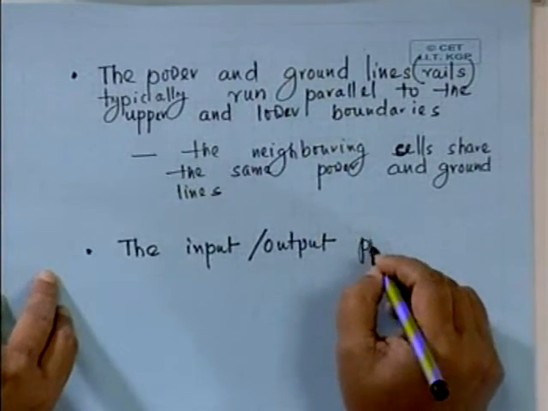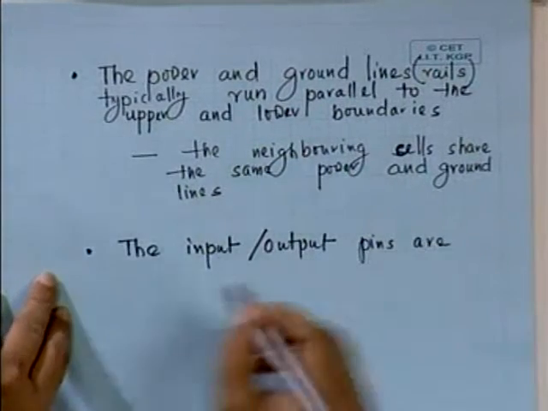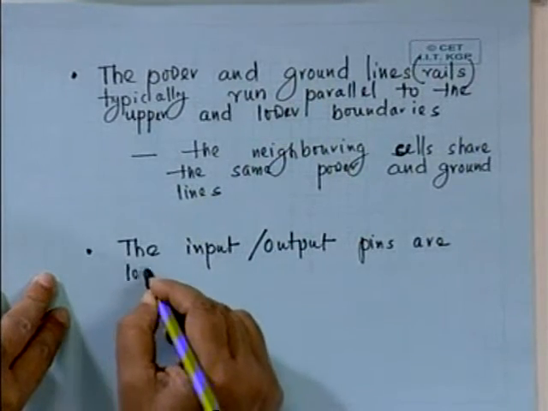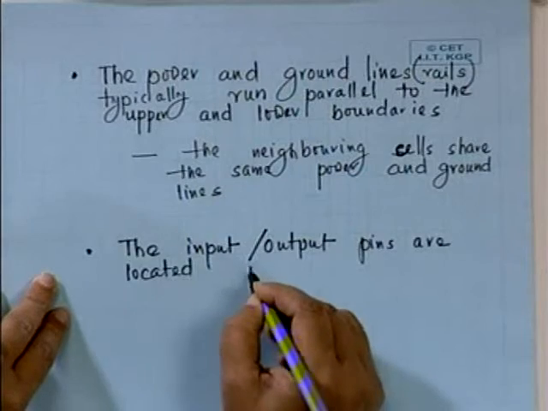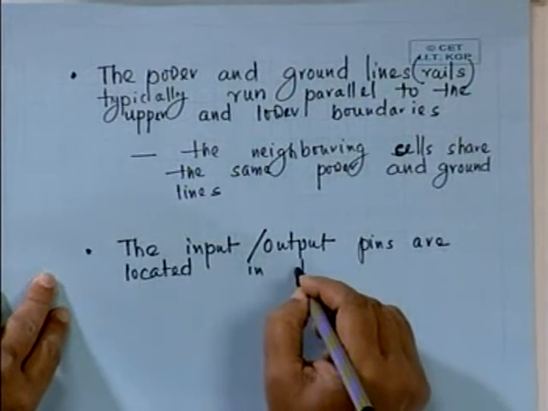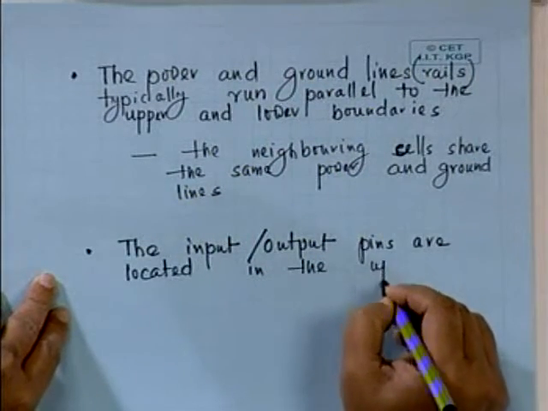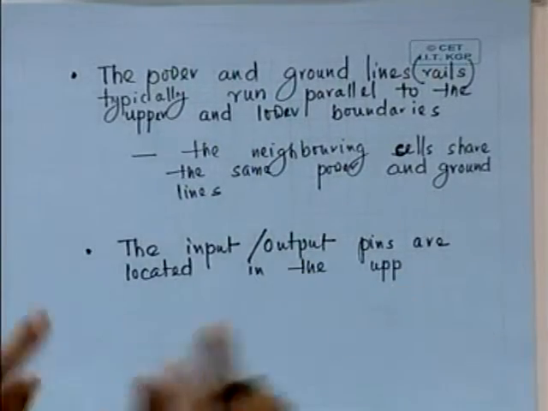The input output pins are normally located in the upper and lower boundaries, but there are other design styles also, where the pins are on the upper, lower as well as left and right, both the sides. Probably you have seen that microprocessor chips, some chips and memory chips are like that, where all the connections are coming from all four directions. That is also available.